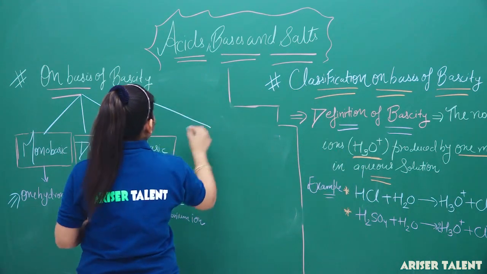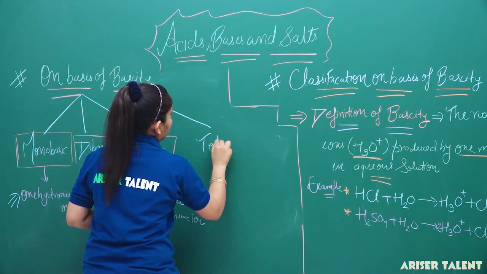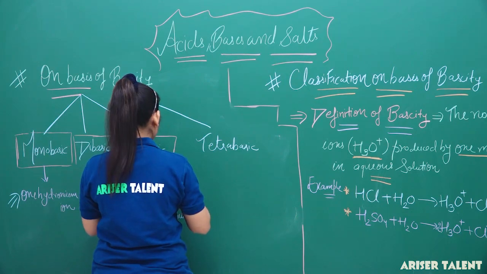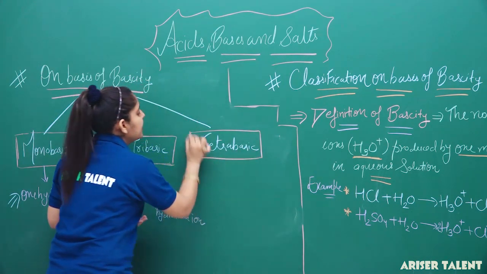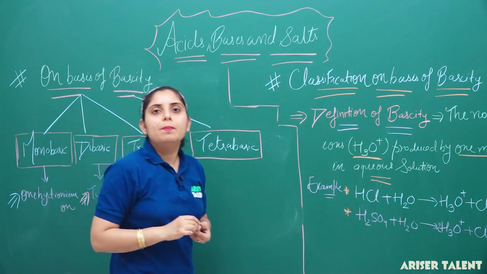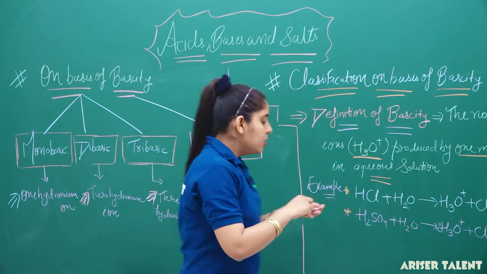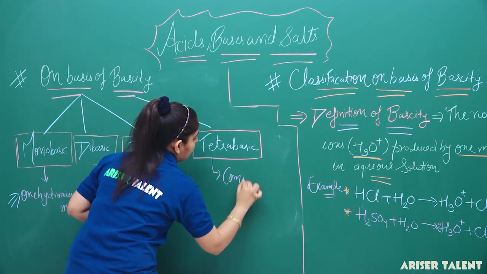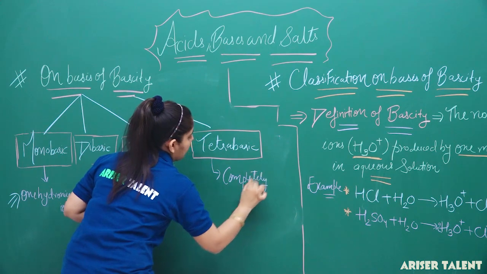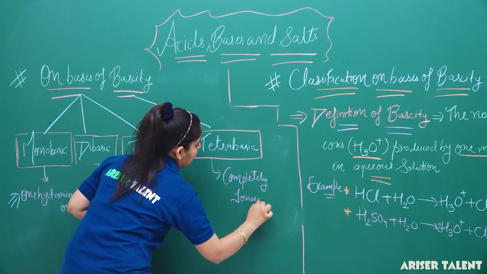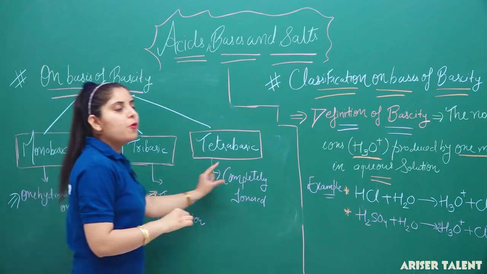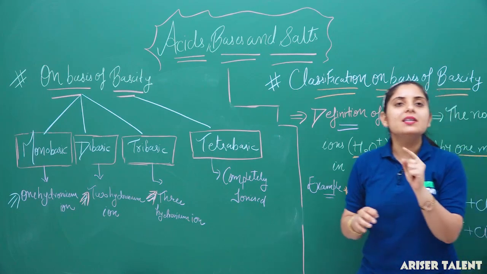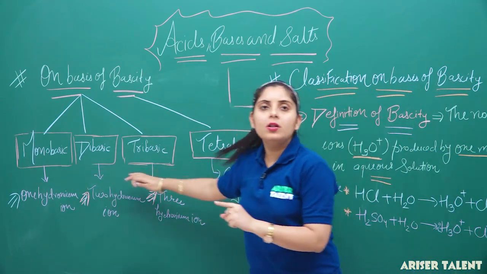Now we have also 4th category in the series, that is tetrabasic acids. So our 4th category is tetrabasic acids. So tetrabasic acids are actually those acids which are completely ionized in the aqueous solution. So these are the acids which are completely ionized. So again we have the 4 categories here: monobasic, dibasic, tribasic and tetrabasic.